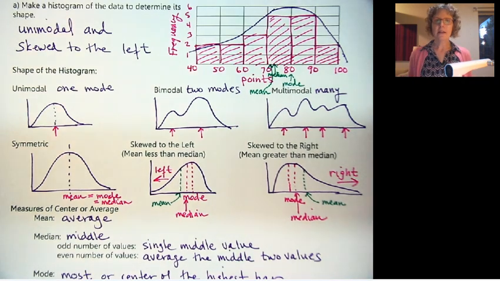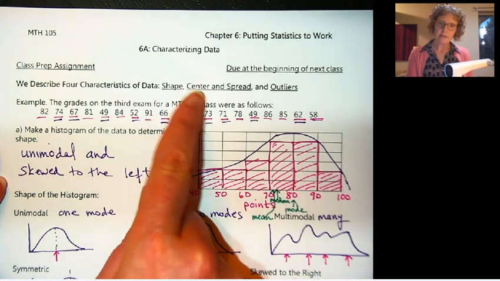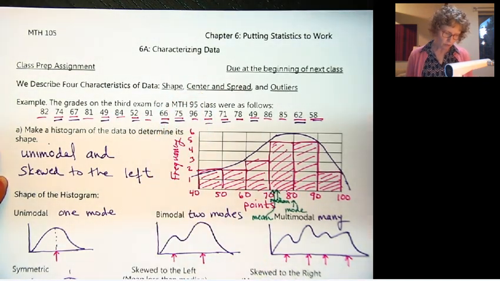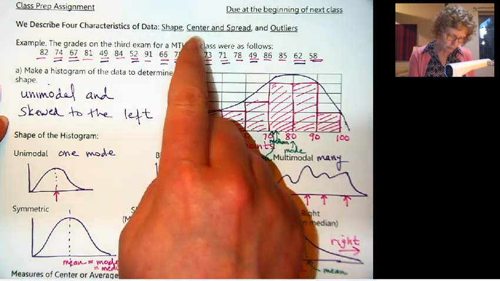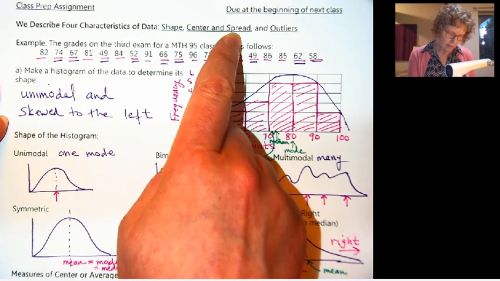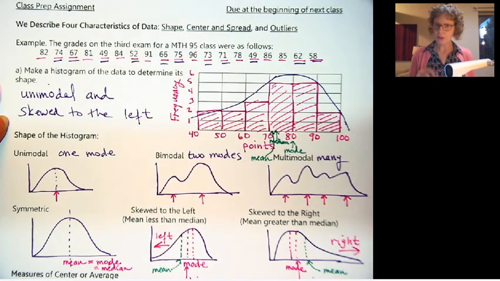Okay, so that is all about shape and center. And so we will keep going in future videos. In future videos we'll do spread, and then we'll talk about how center and spread go together, and then we'll also talk about outliers. Okay, I'll see you in the next video.